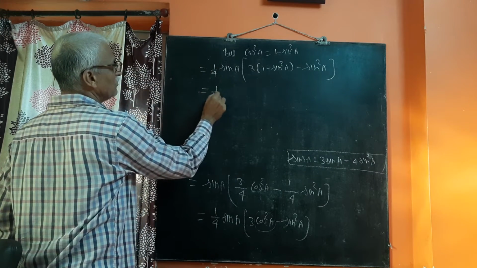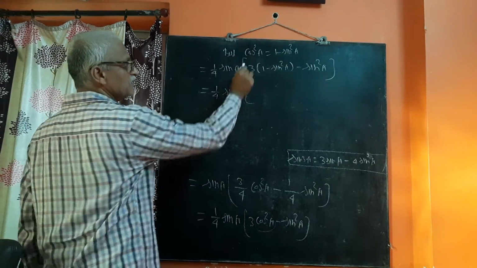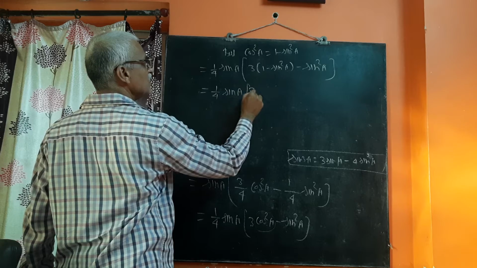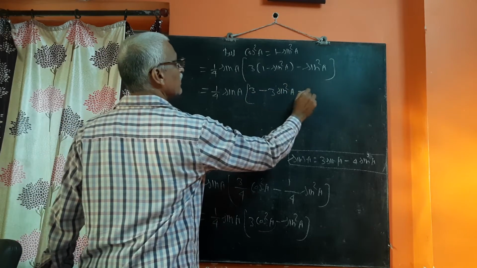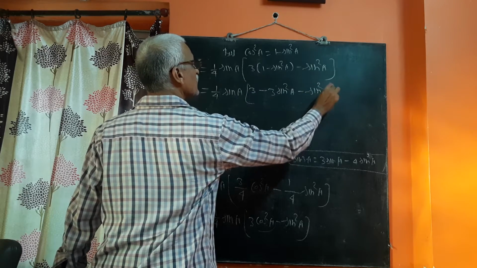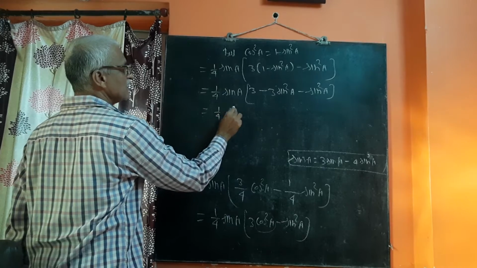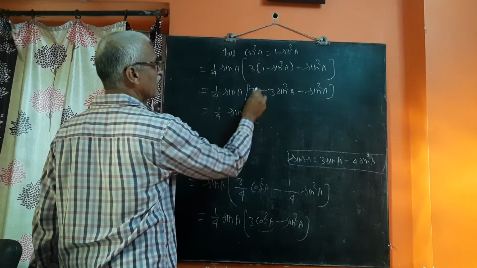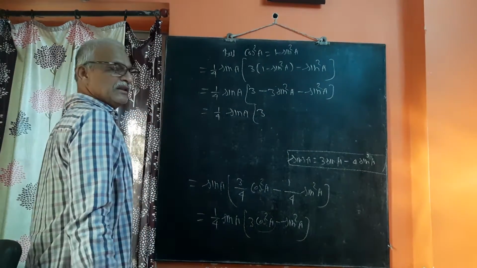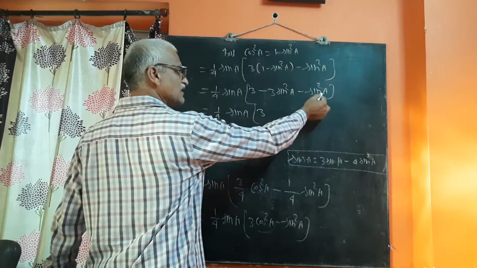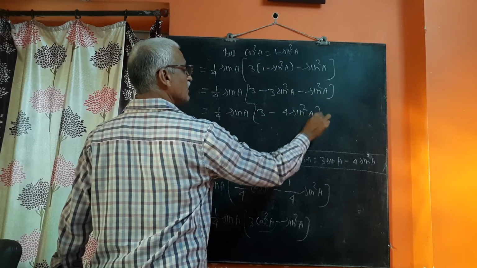equals 1 upon 4 sin a into, in bracket. Now simplify the bracket. 3 into 1, that is 3, minus 3 into sin square a, that is 3 sin square a, minus sin square a. We'll get 1 by 4 sin a into, in bracket, 3 minus 3 sin square a minus sin square a, that will be equal to minus 4 sin square a.